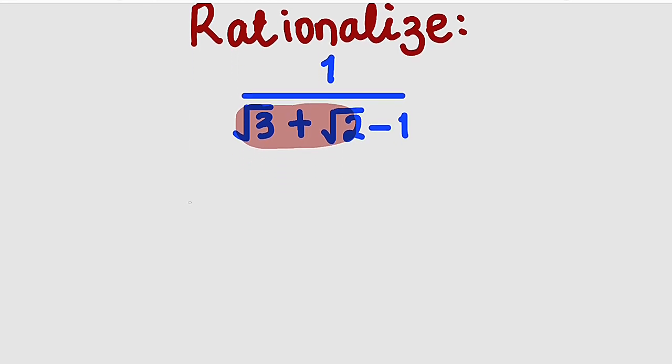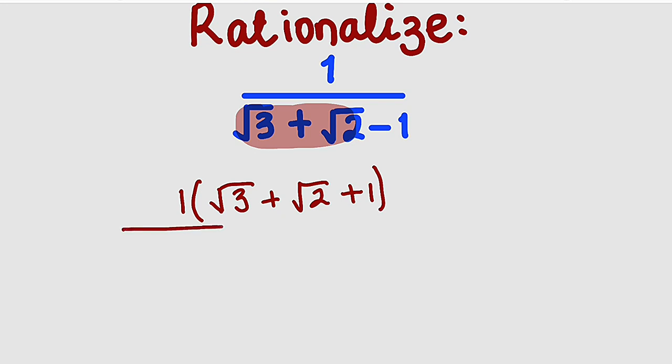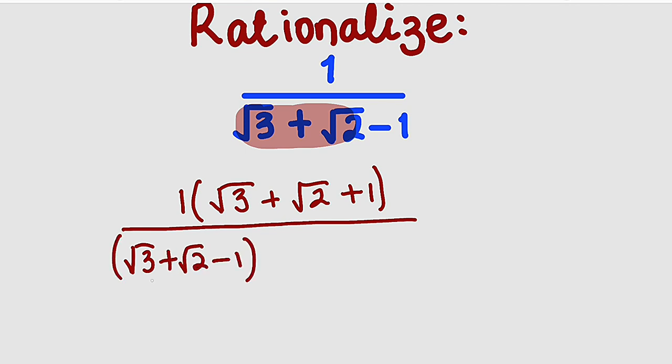So let's start with the numerator. 1, we are going to multiply it by the conjugate, which is root 3 plus root 2, then plus 1, I told you. You do the same thing to the denominator. You have root 3 plus root 2 minus 1. You multiply by the conjugate, which is root 3, sorry, plus root 2, then plus 1.